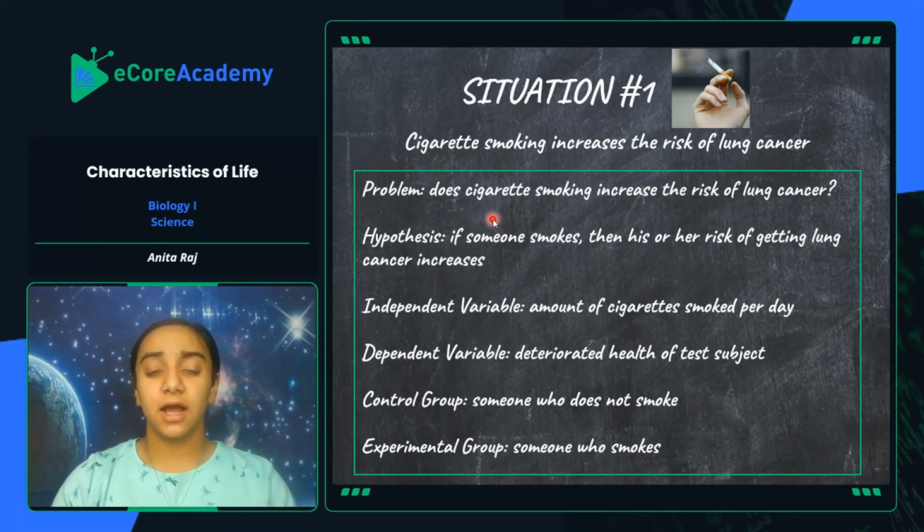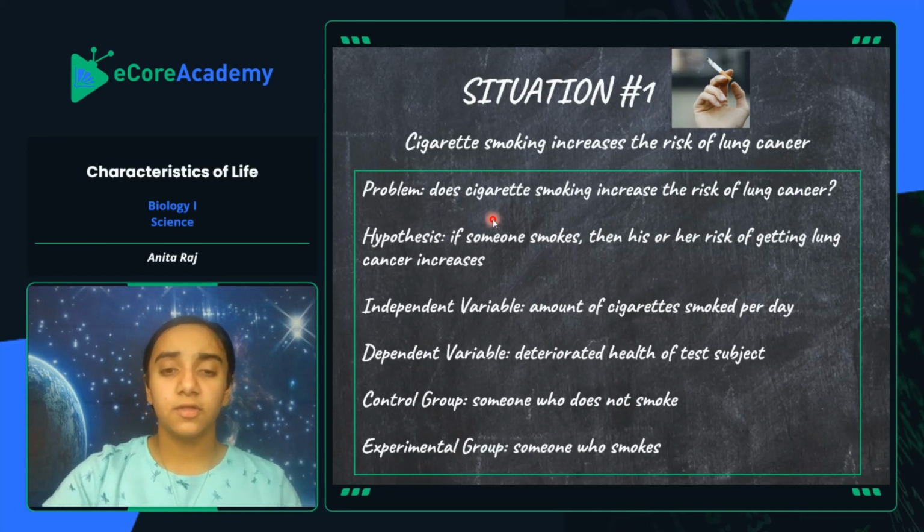In this case, I wrote the hypothesis as: if someone smokes, then his or her risk of getting lung cancer increases. So this is pretty much saying, yes, if someone does smoke, then that smoking is correlated to the fact that they may get lung cancer in the future. So they're at a higher risk of getting lung cancer versus someone who doesn't smoke.